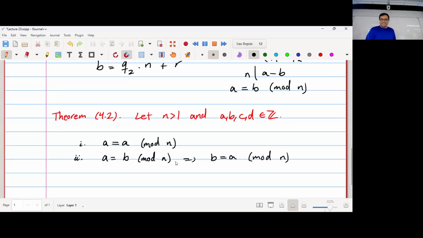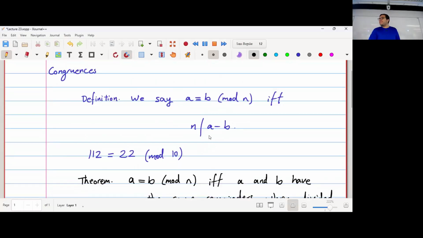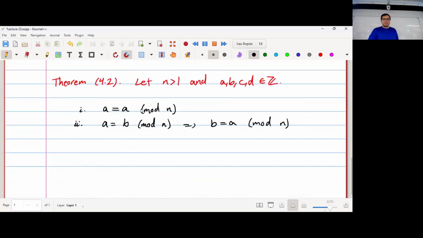Again, this is all just doing the definition, right? So n divides 0, so n divides a minus a. That's how you prove the first one. And for the second one, you're basically saying that if n divides a minus b, it also divides b minus a. I'm not going to prove the easy ones. We have this third one as well, which is if a equals b modulo n and b equals c modulo n, then a equals c modulo n.